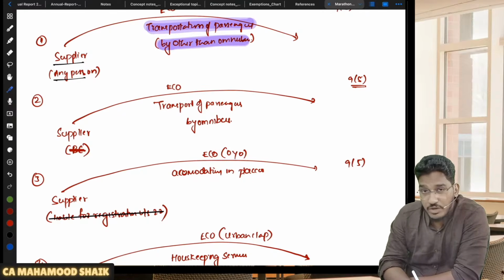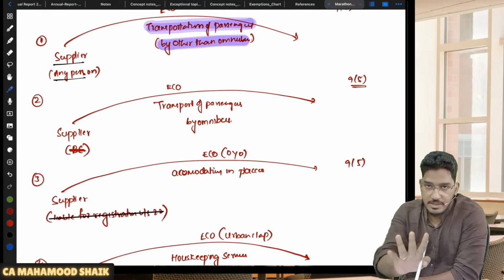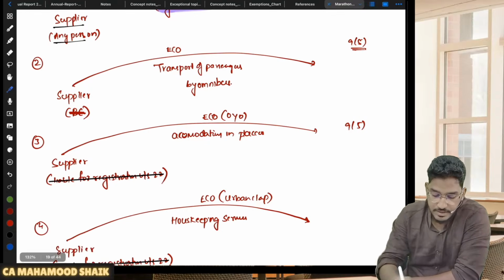Sir, what if the supplier is a body corporate? Then forward charge mechanism only. If the supplier is a body corporate, then forward charge mechanism only. That is the second one.